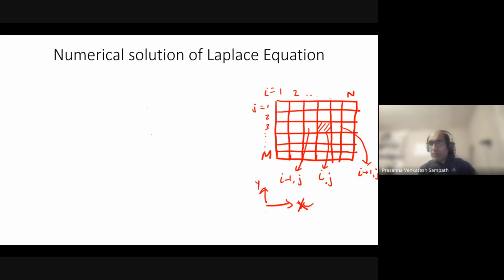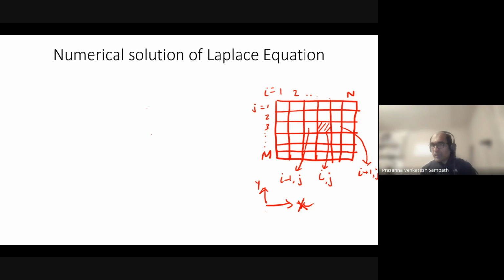Now I am picking a particular box. It's some random box in the middle of this domain. This box is given by i comma j. The location for that box is specified by i comma j. i comma j is the ID for this particular box. One box to the right of this will be called i plus 1 comma j. If this box is i comma j, then the next box on the right will be i plus 1 comma j, and the previous box on the left will be i minus 1 comma j.